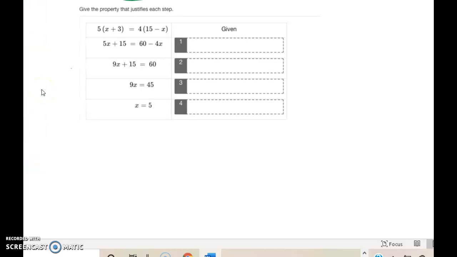So we are starting with 5 times (x plus 3) is equal to 4 times (15 minus x). From here to here, what they did, they opened the brackets. When we open the brackets, it is called distributive property, because we are distributing. Now from here to here, what happened? 5x plus 15 is equal to 60 minus 4x.